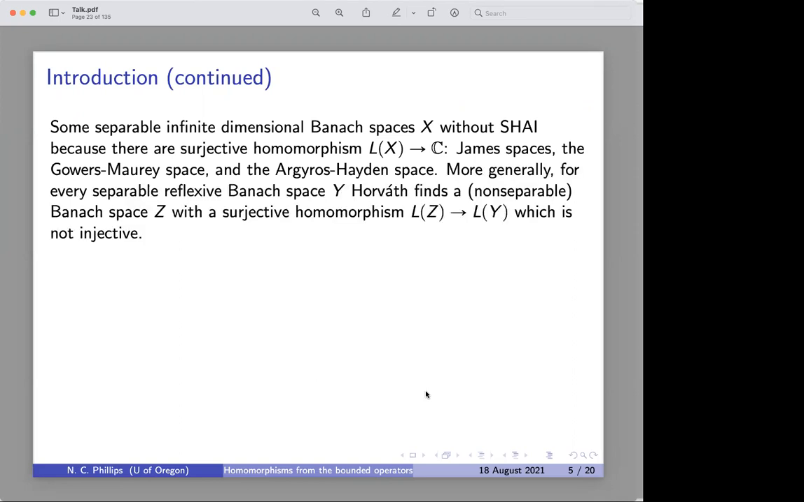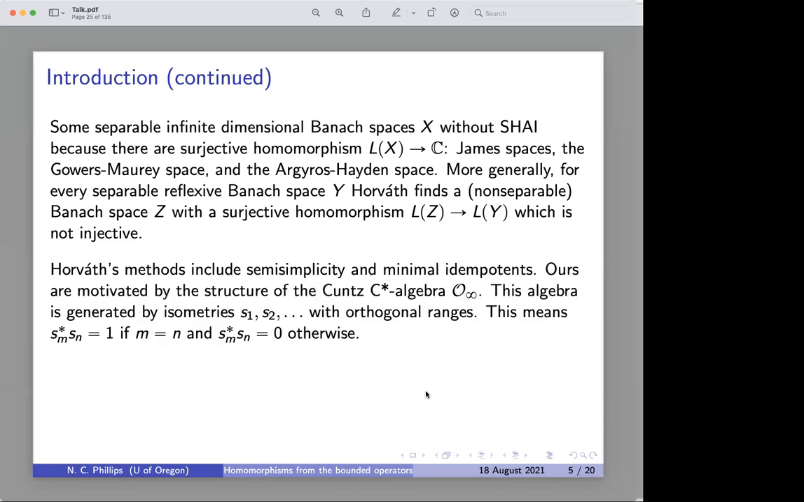And more generally, for every separable reflexive Banach space Y, Horvath finds a now non-separable Banach space Z with a surjective homomorphism from L of Z to L of Y, which is not injective. The methods Horvath used include semi-simplicity and minimal idempotence. Our methods are very different.